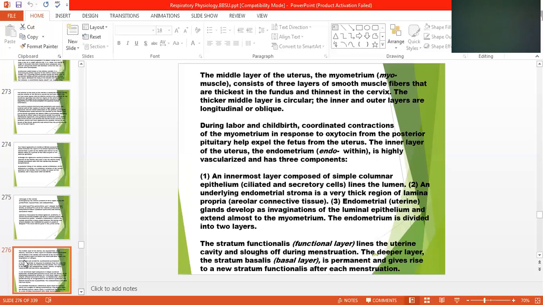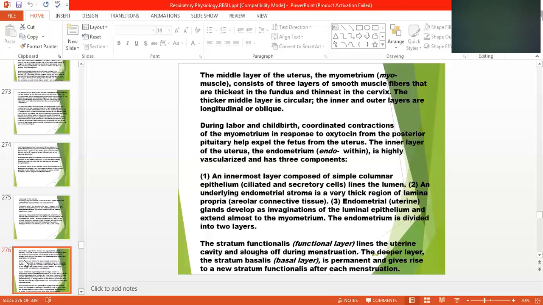The middle layer of the uterus, the myometrium, consists of three layers of smooth muscle fibers that are thick in the fundus and thinnest in the cervix. The thicker middle layer is circular. The inner and outer layers are longitudinal or oblique.